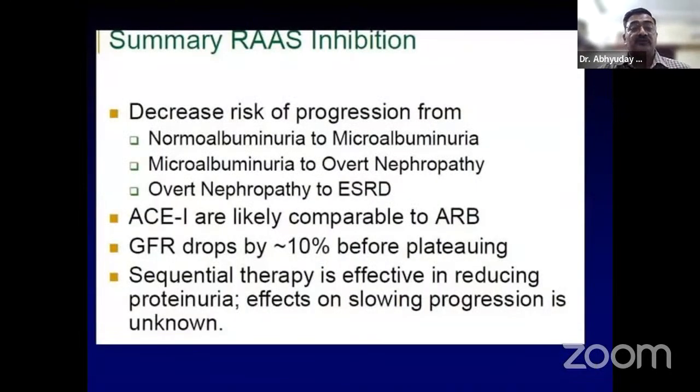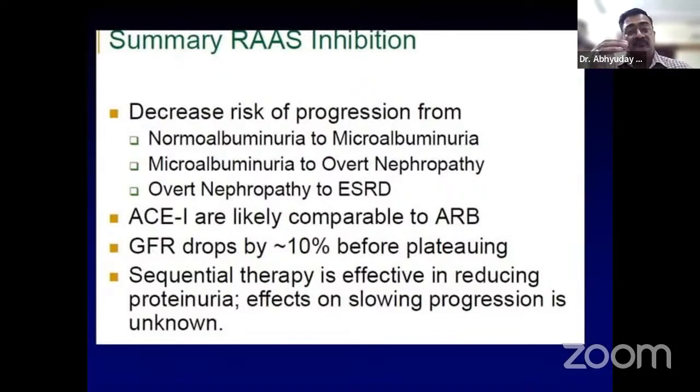So, summary of RAS inhibition: it decreases the risk of progression from normo to microalbuminuria to overt nephropathy, and even from overt nephropathy to end-stage renal disease. And ACE inhibitors and ARBs are comparable. And if GFR drops by 10% after starting these ACE inhibitors or ARBs, it is normally expected. Don't panic, because it will again plateau and maybe start improving. And a sequential therapy is effective in reducing the proteinuria.